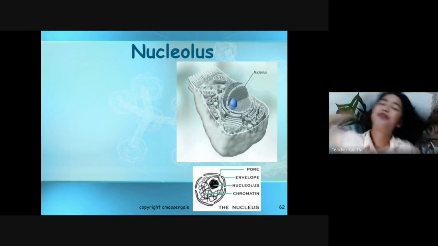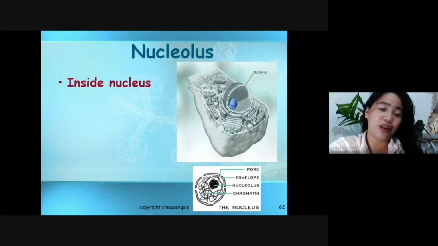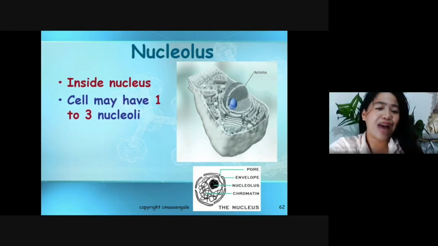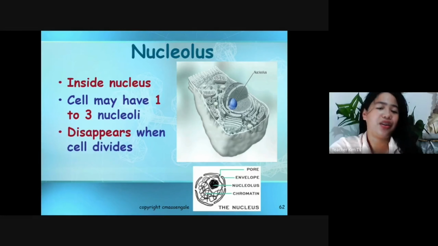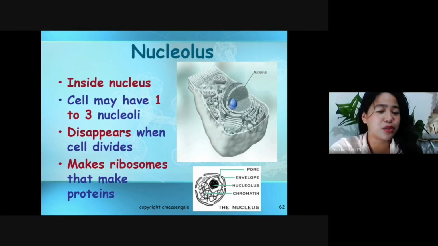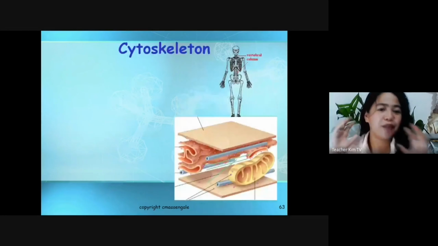Now, let's proceed to the nucleolus. So, nucleolus is inside the nucleus. It may have 1 to 3 nucleoli. It disappears when the cell divides. So, it makes ribosomes that make proteins. Take note ha, ang ribosomes ay napoproduce sa nucleolus and then the ribosomes are the ones that will produce proteins. Okay, maliwanag na tayo doon.